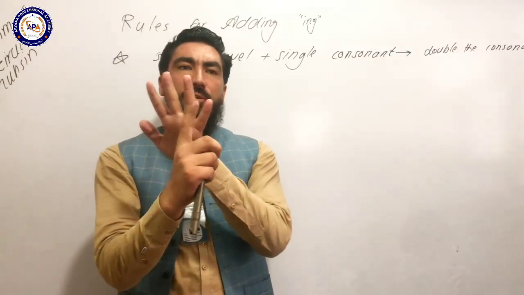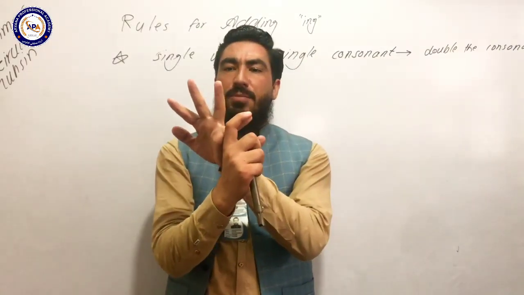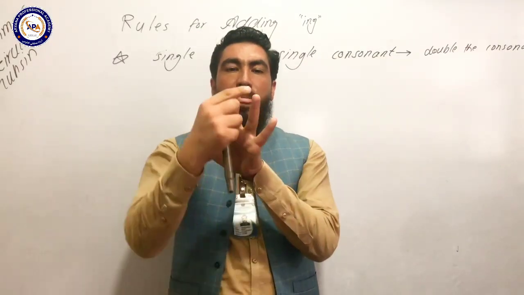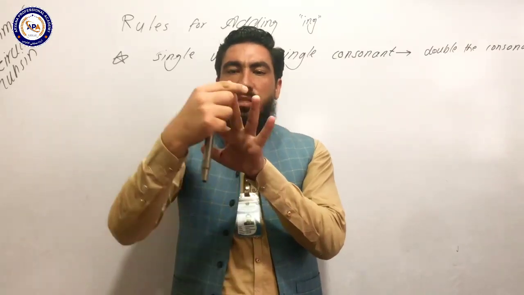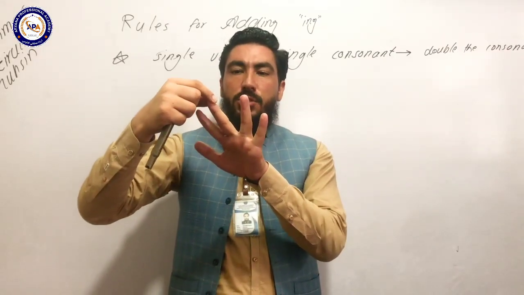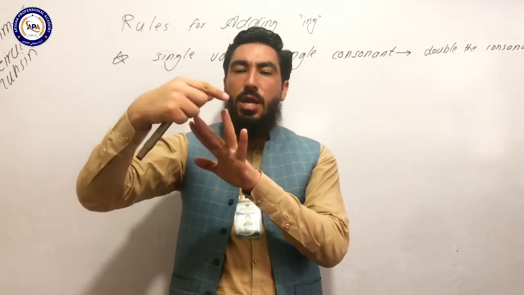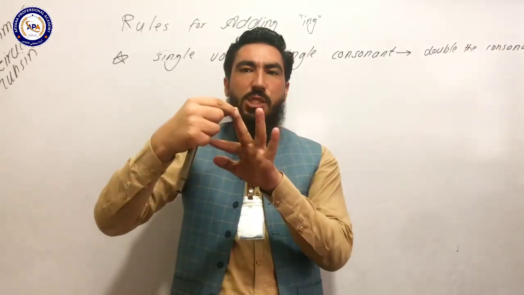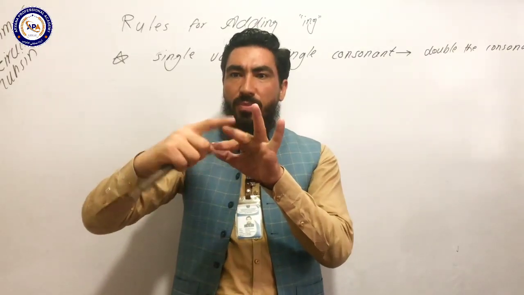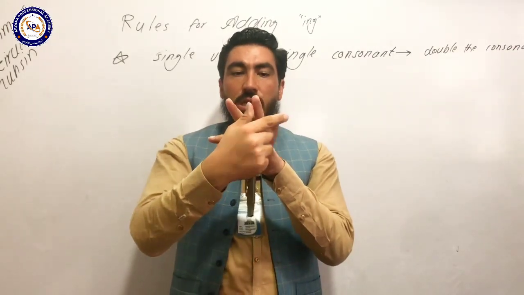If at the end of a verb there is a consonant and before the last letter there is a consonant, then vowel. So you just consider the last 2 letters and this one. So single vowel, double consonant.